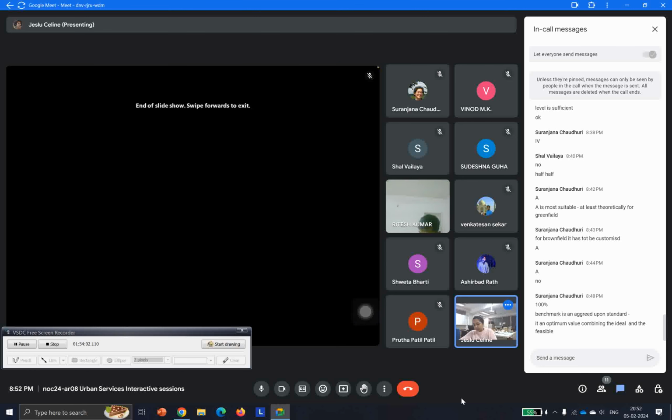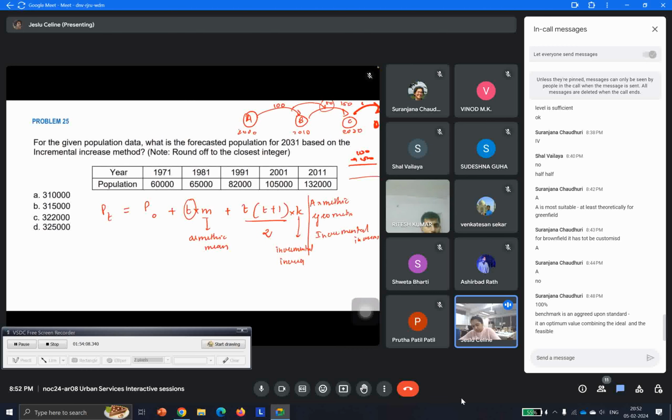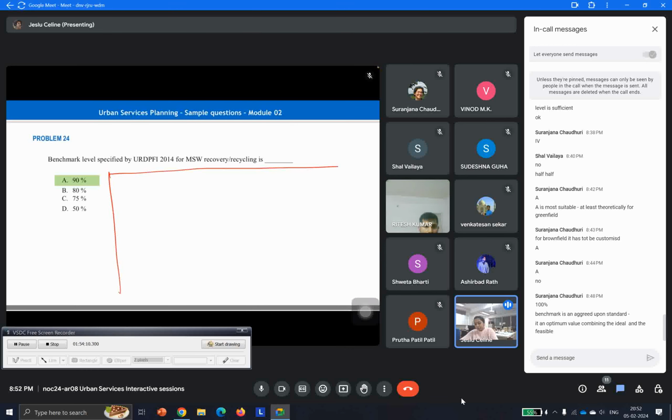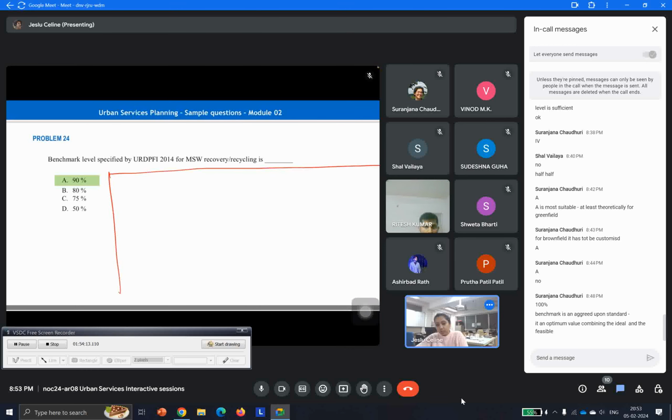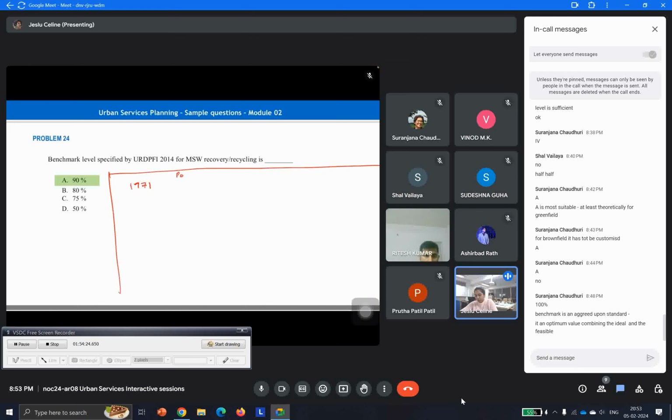I didn't leave a page for that, so I'll just write it over here to solve the problem. We have the data which is given, and I'm just rewriting it. It's the same data: in 1971, we have a population of around 60,000. Then in 1981, we have a population of 65,000.